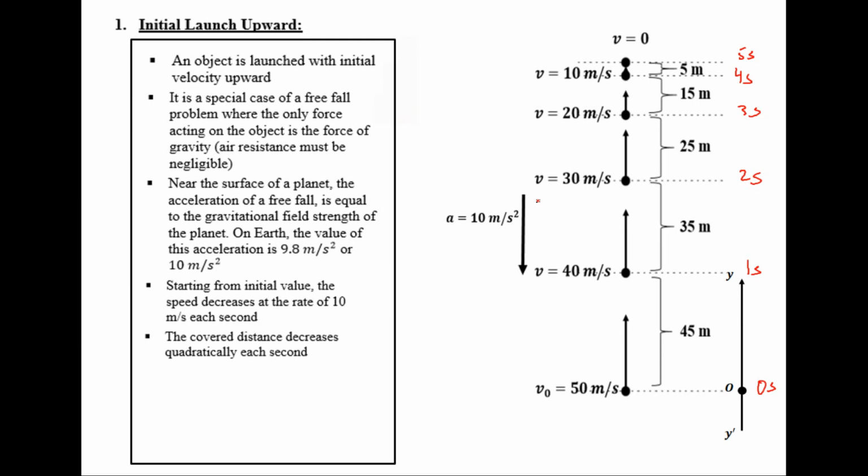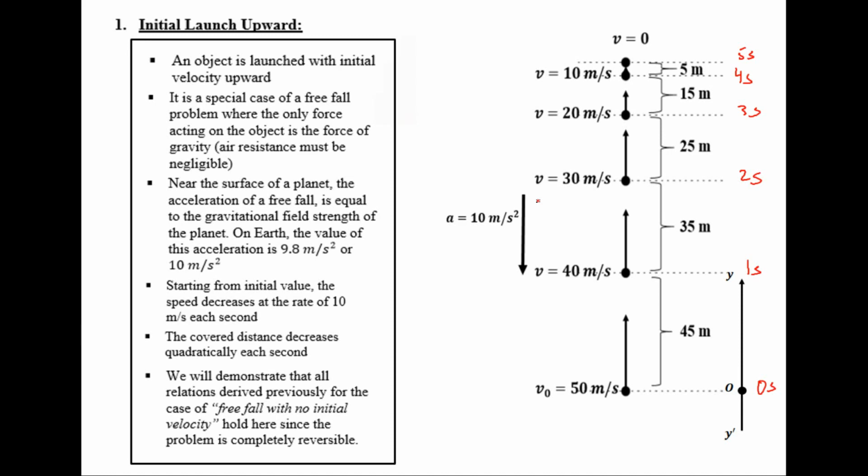The covered distance decreases quadratically each second: 45, 35, 25, 15, and 5. We will demonstrate that the relation derived previously for a free fall with no initial velocity holds here, since the problem is completely reversible and we're making use of symmetry. And I will refer to that later.